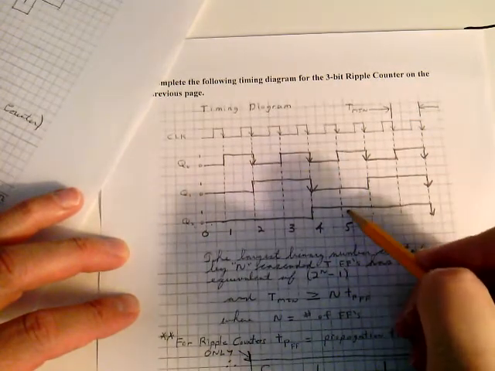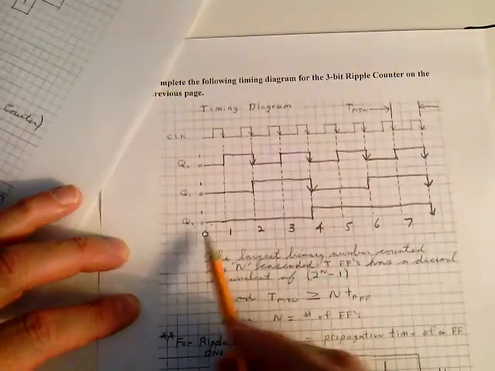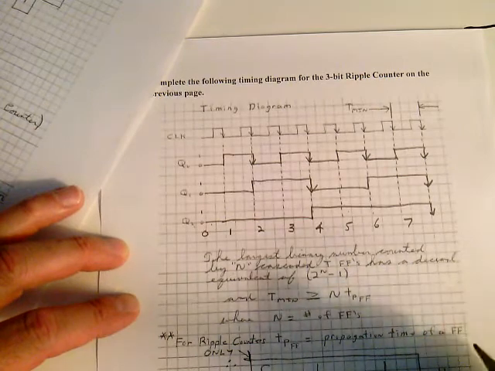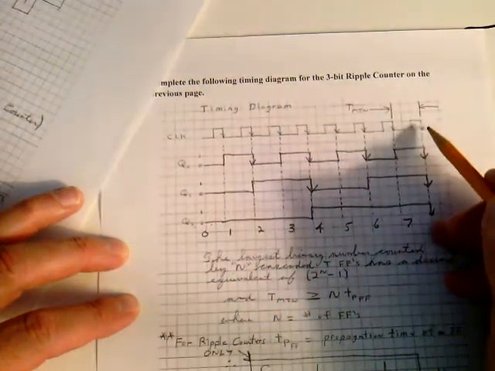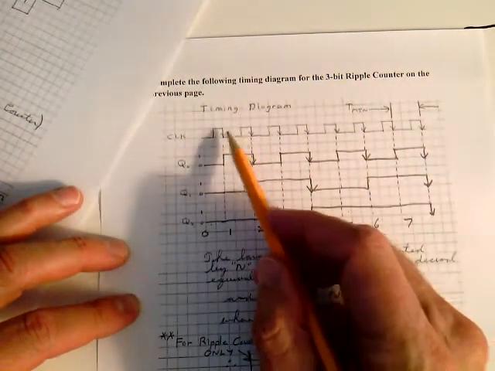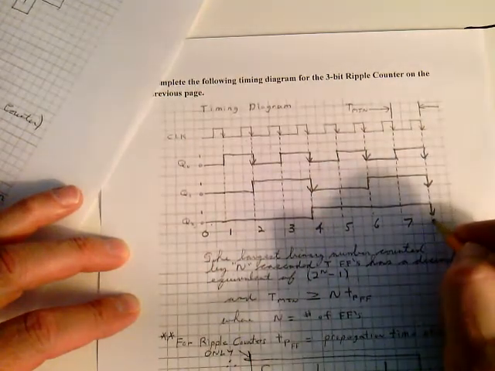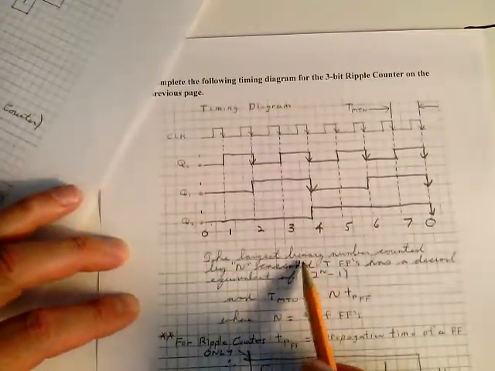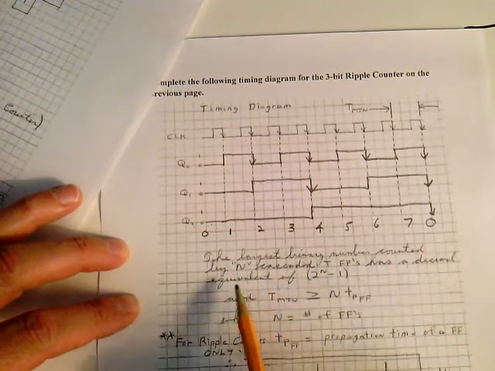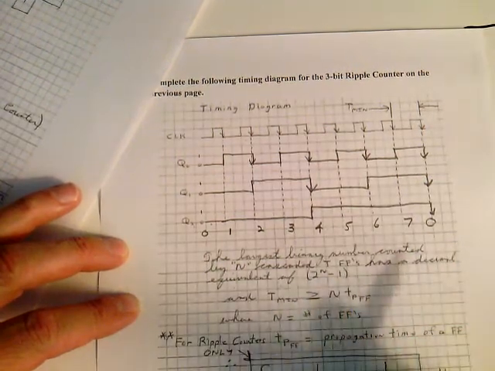1, 0, 1. Here's a 6. Here's a 7. It'll count from 0 to 7. That's 8 states. You get 3 bits. 2 to the 3 gives you 8 states. And then on this 8th clock here, 1, 2, 3, 4, 5, 6, 7, 8, it wraps around back to 0 again. The largest binary number counted by n cascaded T flip-flops has a decimal equivalent of 2 to the n minus 1, because 0 is the first state.